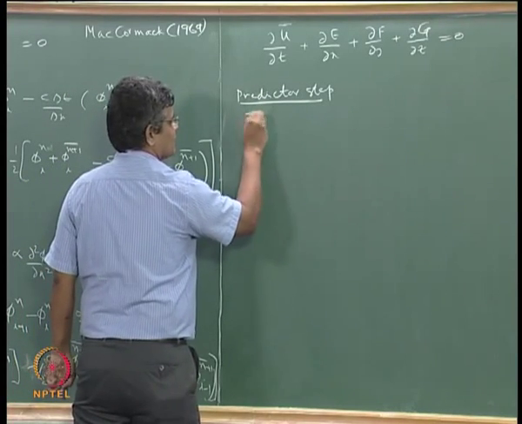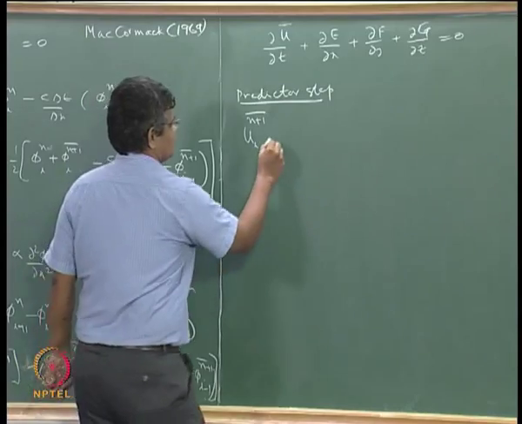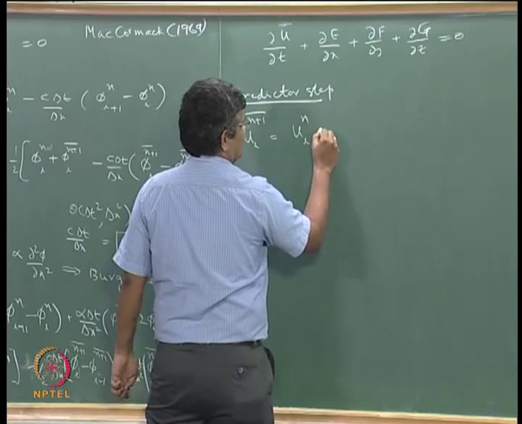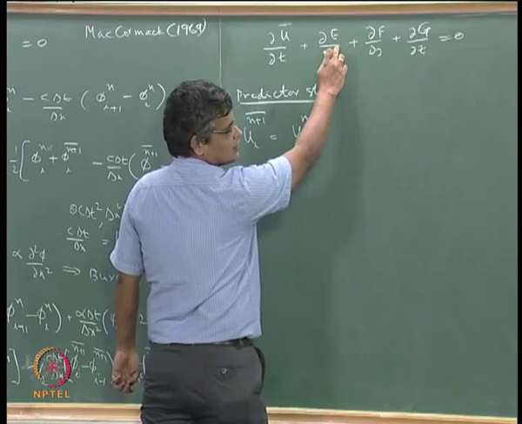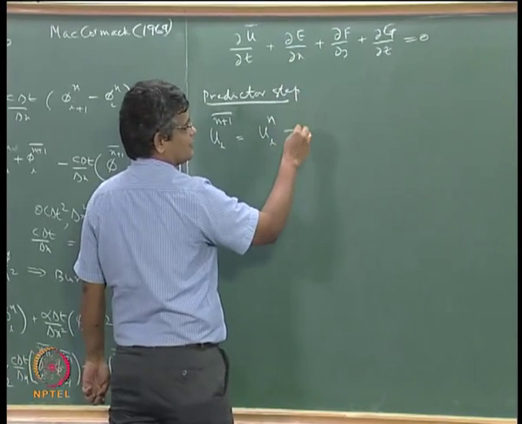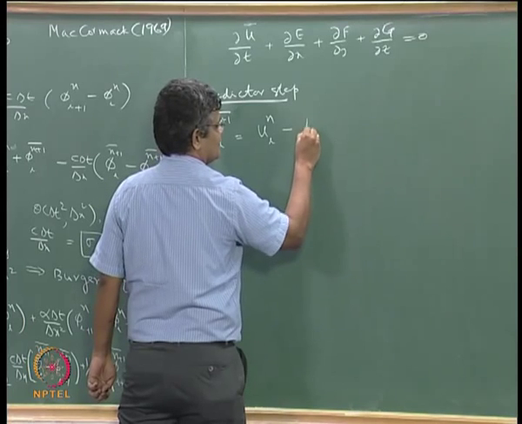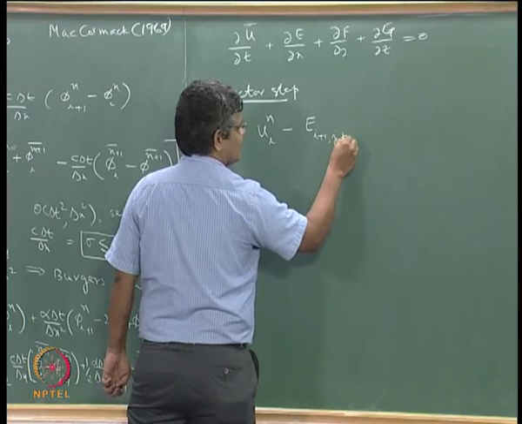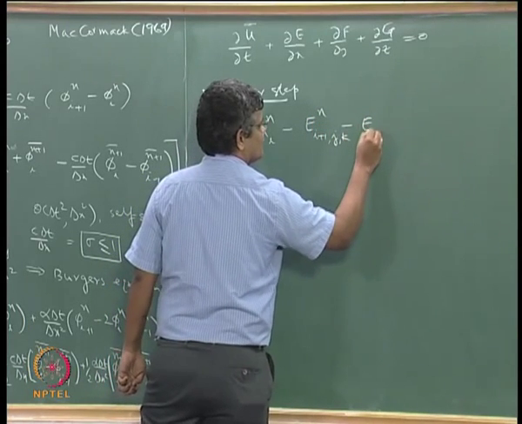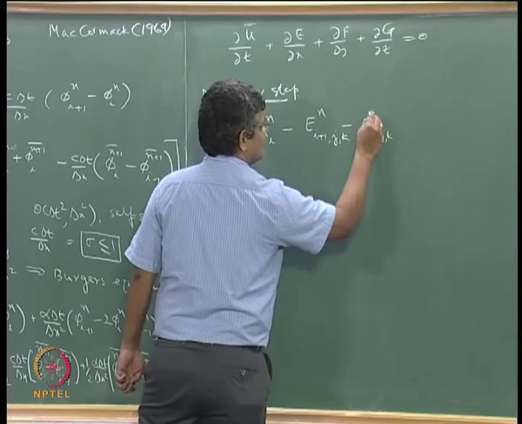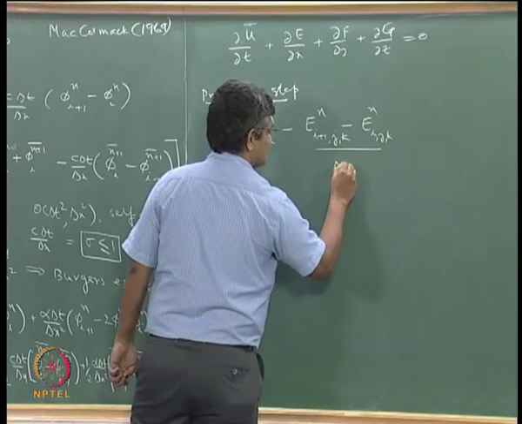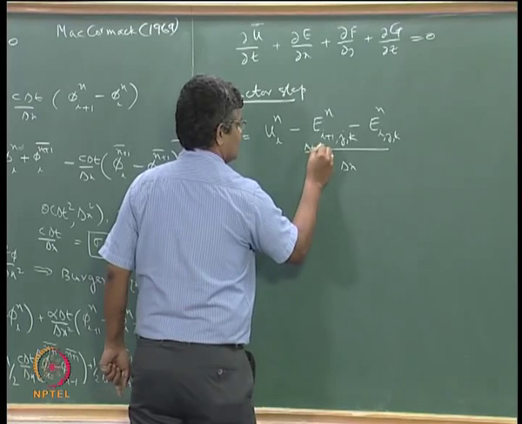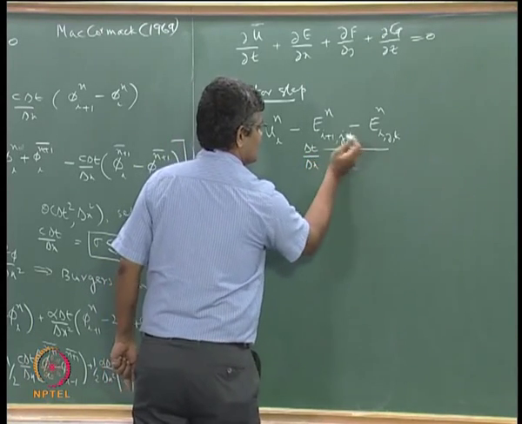Ui n plus 1 bar is the predicted value. This is Ui n minus, we have this term, this is evaluated in the predicted step using forward differencing. So that is E i plus 1 j k minus E i j k n divided by delta x, and of course we have delta t going here, so we will just put this like this.